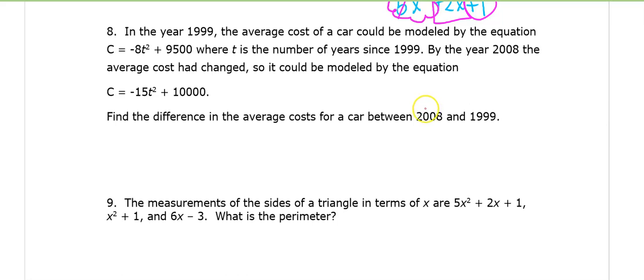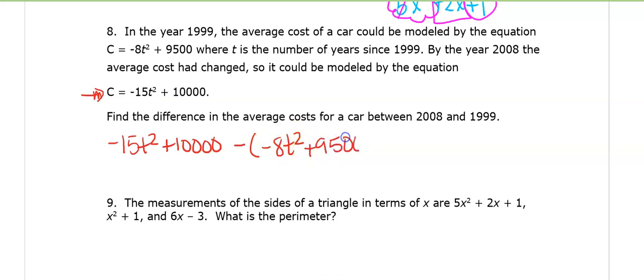Find the difference in the average cost for a car between 2008 and 1999. So you're going to take 2008 and subtract the amount for 1999. My 2008 amount is this one right here. This is the bigger one, so it's going to come first. So negative 15t squared plus 10,000 minus, and you need to put it in parentheses because it's more than one term, negative 8t squared plus 9,500.